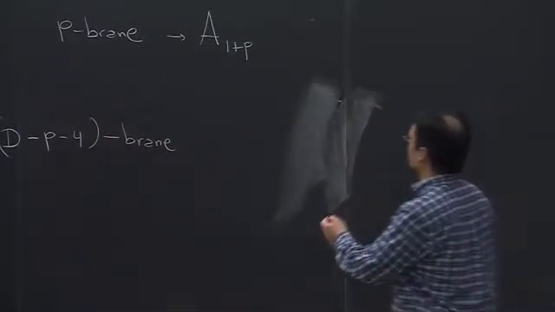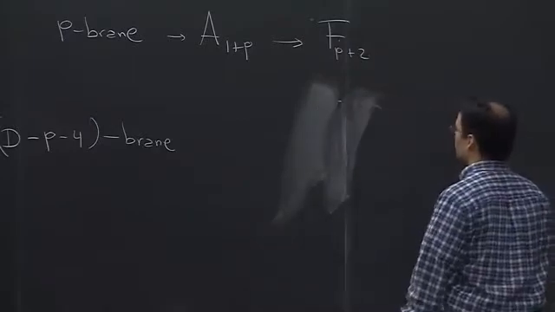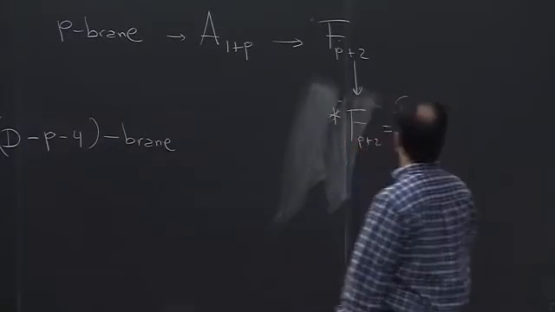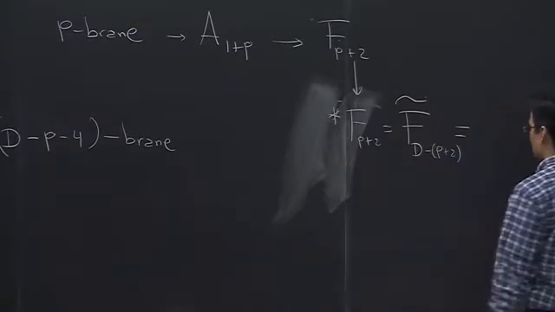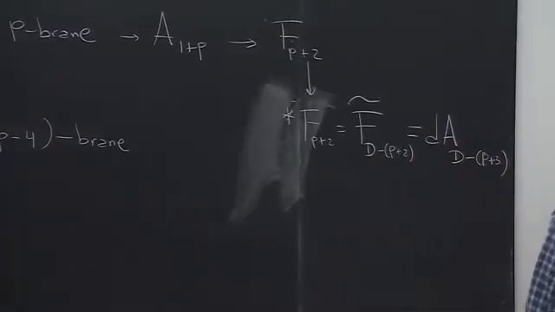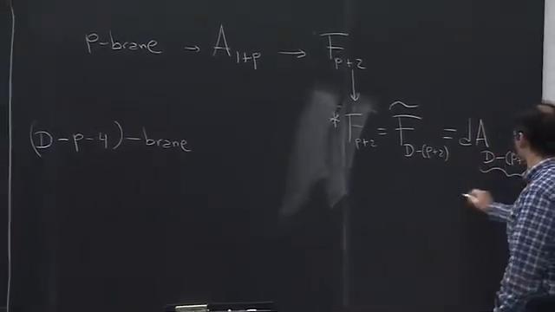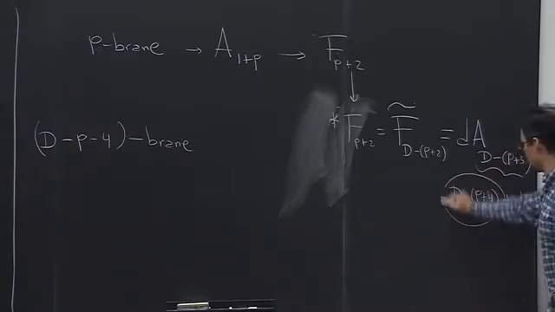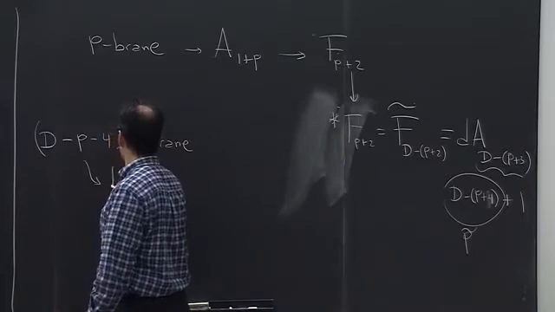So let's just do it quickly. So this guy will have a field strength which is p plus 2. It will be a p plus 2 form. The dual will be the star of this guy, which would be a D minus p plus 2 form. But we are not interested in the field strength. We want the gauge potential. So the gauge potential will be a D minus p plus 3 form. But remember that I should write this as D minus p plus 3, p plus 4, plus 1. And this will be our p star, or p dual. So this is the dual, the magnetic dual.